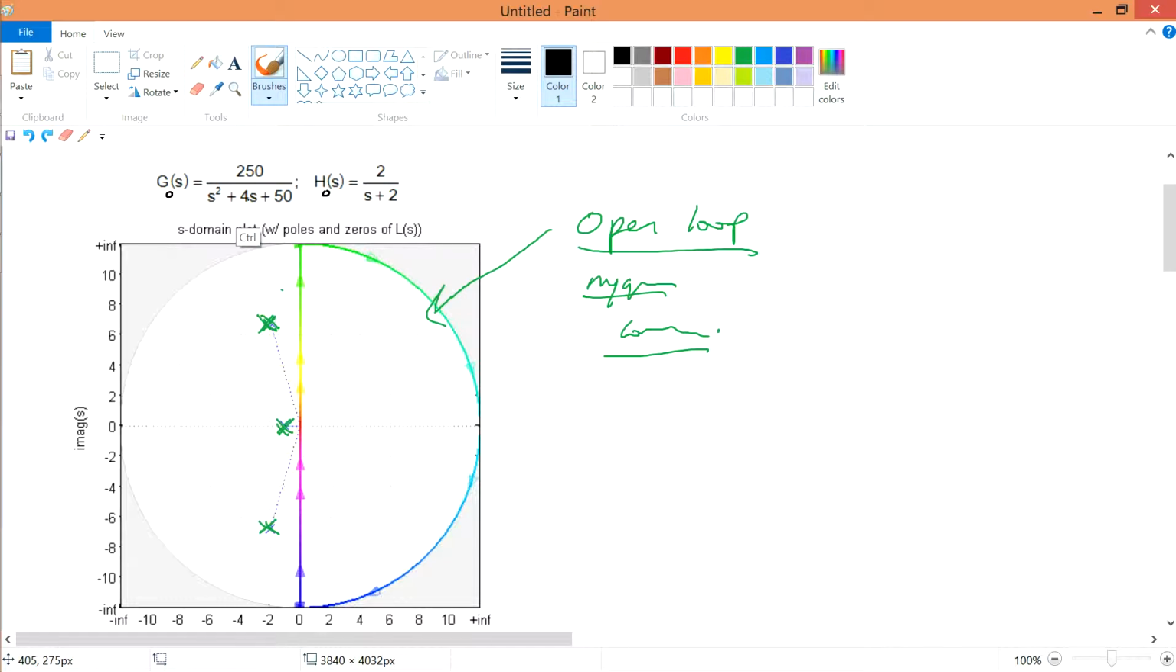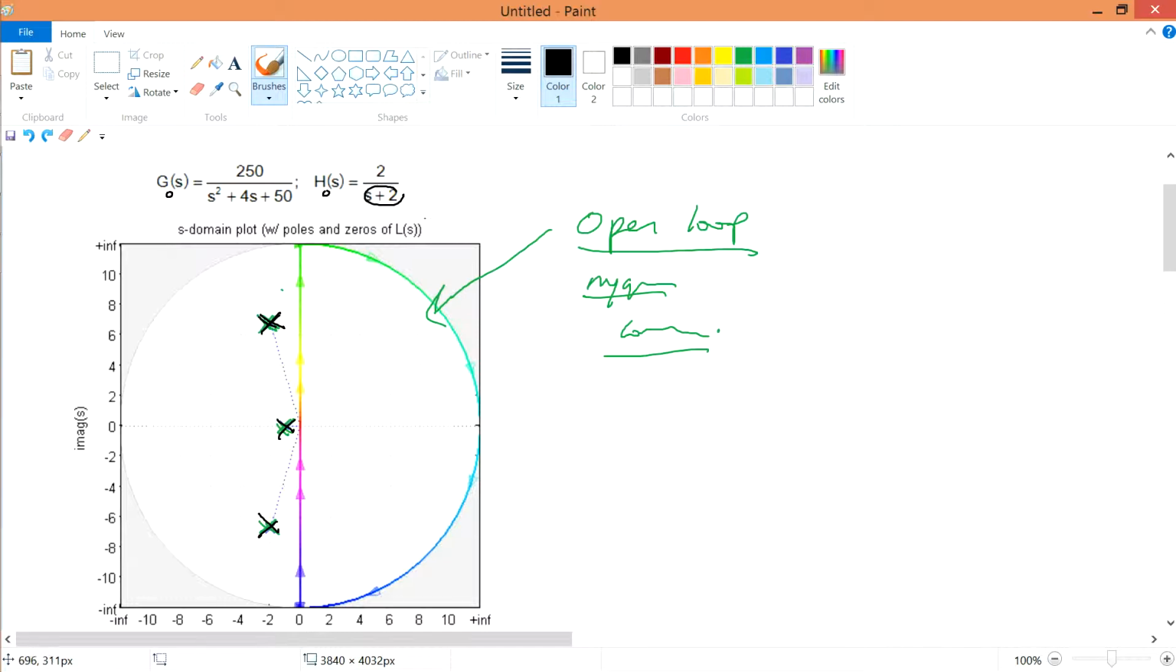When we work out the roots, there are no zeros over here, they are all numbers, but we have poles. The poles for the G system are these two, and the poles for the H system are over here. As you can see, there are no poles or zeros in the right half plane. This means these two systems are stable. Our starting system is stable.